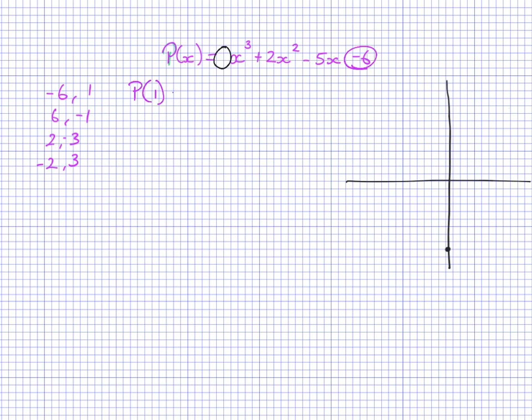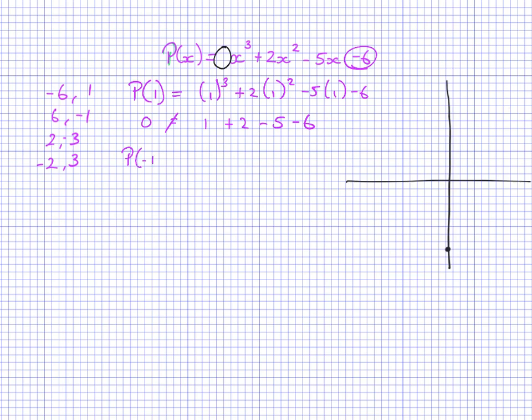So I'm going to start with the easy ones. P(1) is 1 cubed plus 2 times 1 squared minus 5 times 1 minus 6, which is 1 plus 2 minus 5 minus 6. I can see that that's not going to work. It doesn't equal 0, so x minus 1 is not a factor.